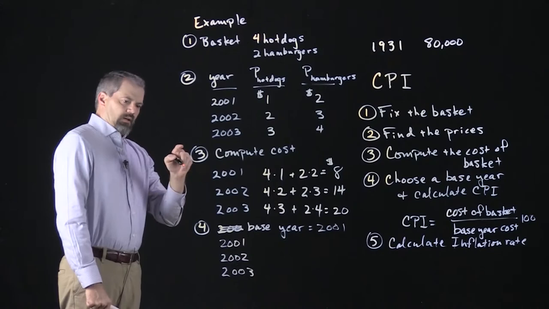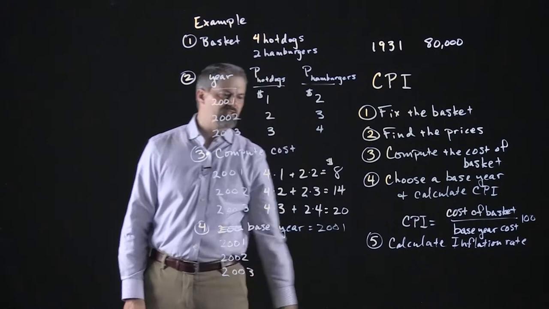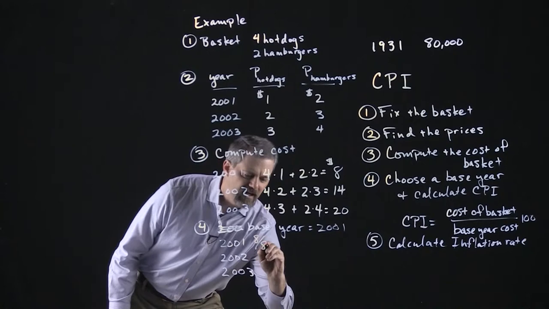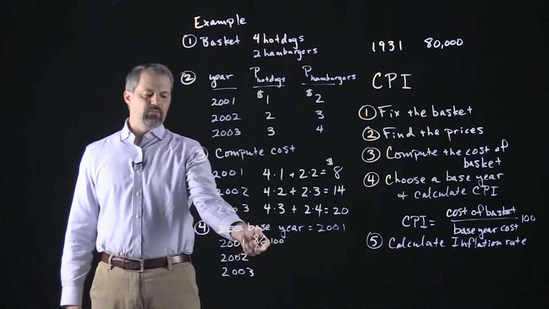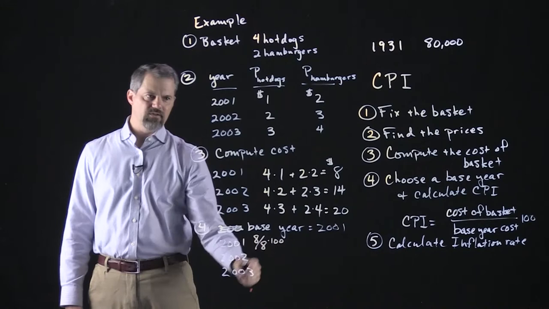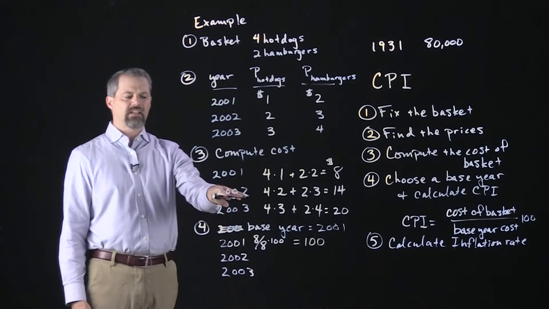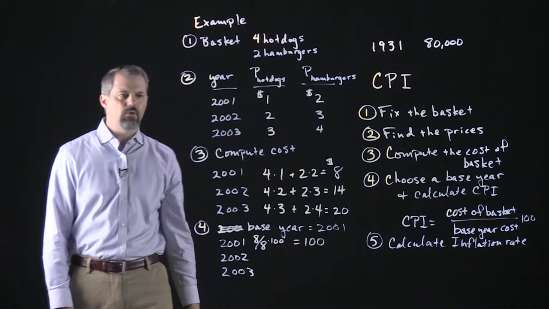In 2001, our CPI is going to be the cost of the basket in 2001, which is $8, divided by the cost of the basket in the base year. 2001 is our base year, so it's going to be 8 divided by 8, then we're going to multiply by 100. That 100 is multiplied by this whole ratio. I'm not multiplying the denominator by 100, so don't be confused by that. So that's going to be 8 over 8, 1, multiplied by 100, which is equal to 100. And so we're seeing something here that we also saw with the GDP deflator, and that is that the price index is always going to be 100 in the base year.